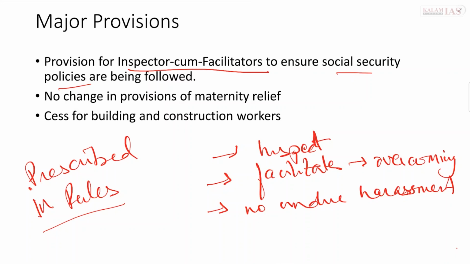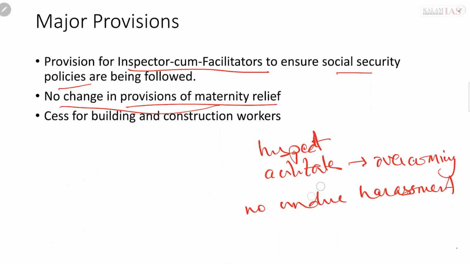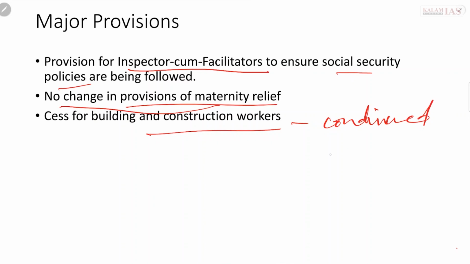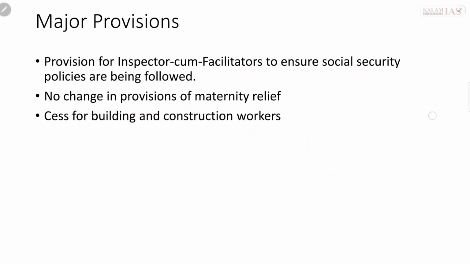Some major points of change: there is no change in the provisions of maternity relief, that the limit of 26 weeks which was prescribed in the Maternity Benefits Act, that is what will continue in the Social Security Code. The cess for building and construction workers has been continued. Other cesses might be notified, but this cess for building and construction workers has been continued. These are some of the major provisions of the Code on Social Security.